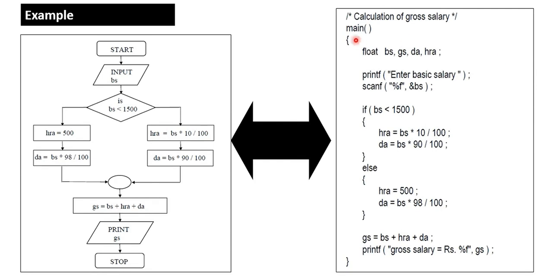That is the calculation of gross salary. Within the main function we have some variables of float type like BS, GS, DA, HRA. Now we have printed a message, enter the basic salary, and read the value of basic salary from the user. If the basic salary is less than 1500, then HRA and DA will be as per this calculation, and if it is greater than 1500, then these other statements, HRA and DA, will be calculated. Once one of these two statements is executed, the final gross salary will be evaluated and printed on the output window. Let's implement this code using Code::Blocks.